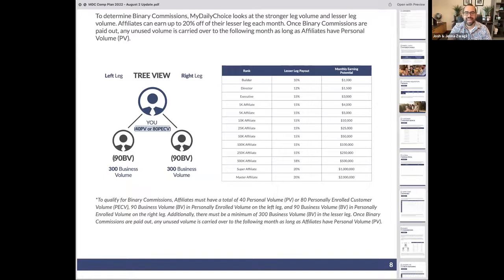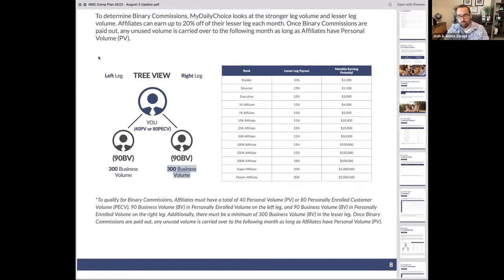And then you need to have 90 in personally enrolled volume on your left leg and 90 on your right leg. Now that can be a combination of people. So you could have one personal at 50 on your left leg and one at 40 on your left leg. 50 plus 40 equals 90. You could have the same thing on your right leg, or it could be one at 90 on your left, one at 90 on your right. And then the only other qualification is you need to have a minimum of 300 business volume in your lesser leg. And if you have that, then you're binary qualified.